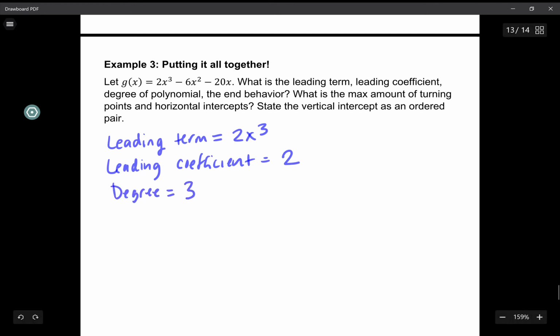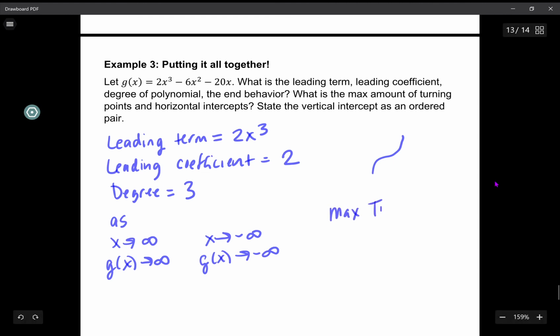And the end behavior, well, it's going to behave like x cubed. It's positive and odd. So as x goes to infinity, g of x goes to infinity. As x goes to minus infinity, g of x goes to minus infinity, just like x cubed. What is the max amount of turning points?